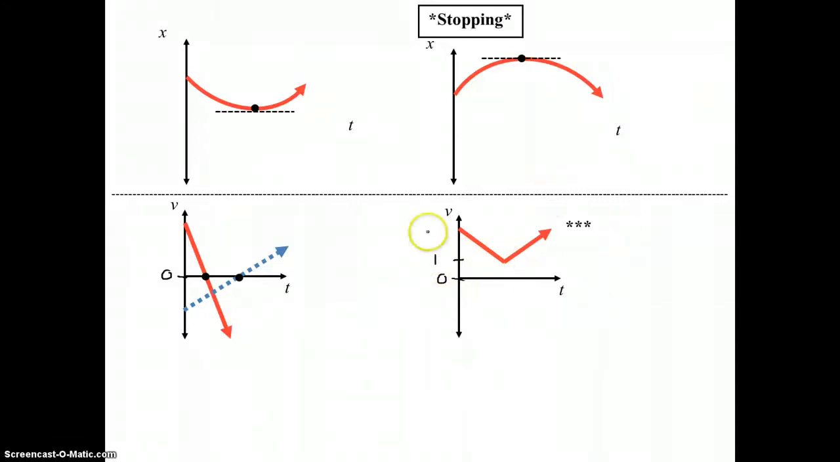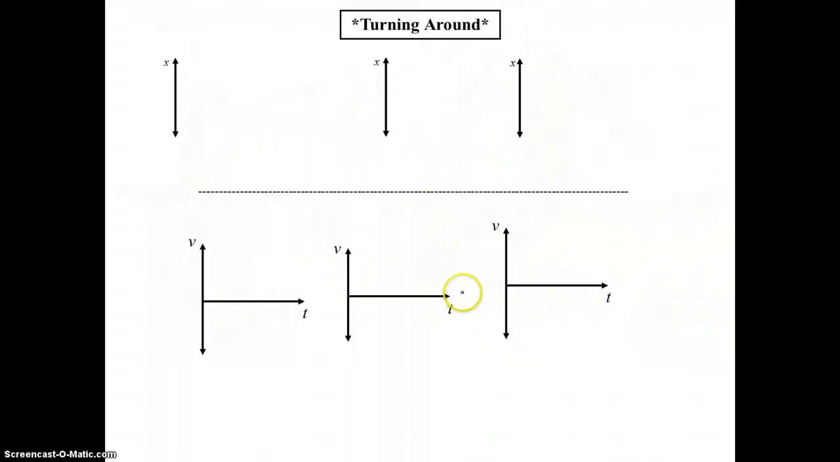So this is not an example of stopping, but it's a common mistake that students make. Turning around. Again, no t-axis because it doesn't matter where you are when you turn around. So we have a curve. At this point here, the position is decreasing, and now the position is increasing. It's going backwards, now he's going forward, he turned around. Same thing, kind of the other direction, going forward. Now he's going backwards, he turned around right here.